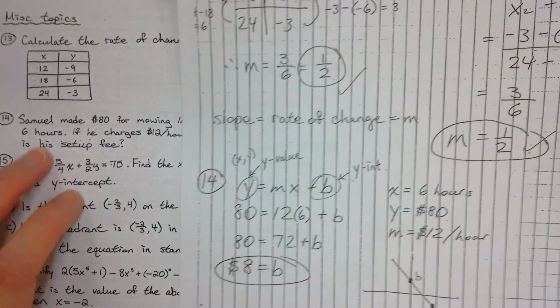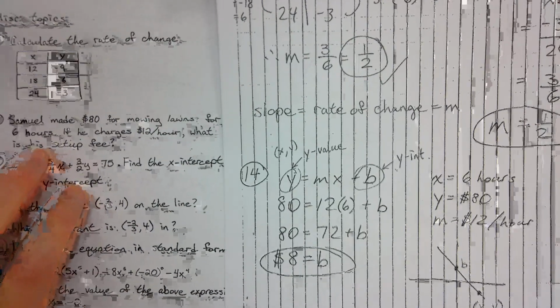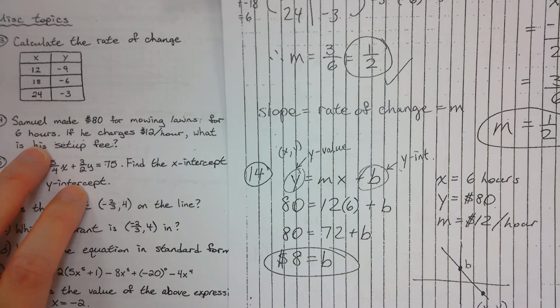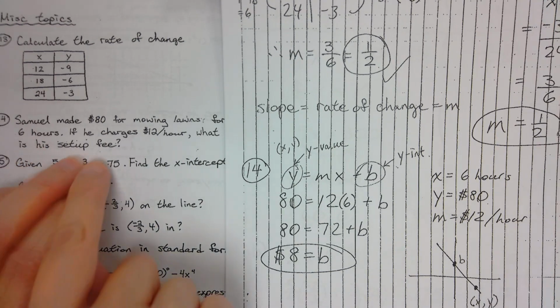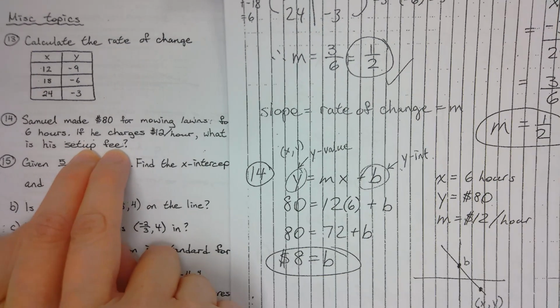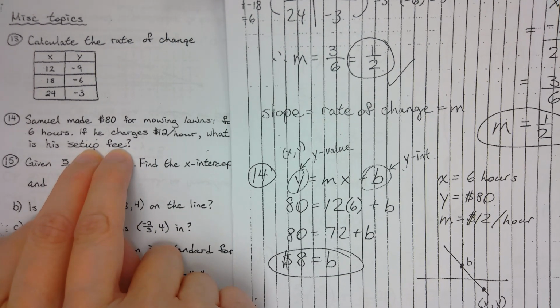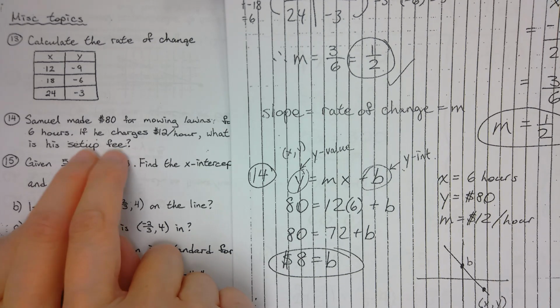Okay. And then Samuel made $80 for mowing the lawn for 6 hours. If he charged $12 per hour, what is his setup fee? So, setup fee, what are they asking for in y equals mx plus b? The y-intercept, which is the b.